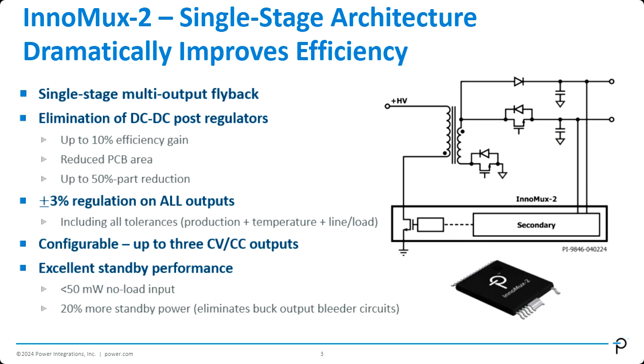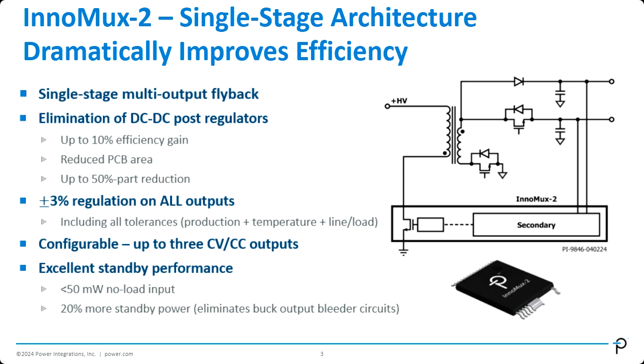And the first thing you notice by removing all of the DC to DC post-regulators is, of course, the efficiency gain. The efficiency gain with using InnoMux-2 can be up to 10%. Also, it comes with reduced PCB area because you don't need any of the post-regulators anymore. And of course, the part count reduction as well. The component count reduction can be up to 50% using InnoMux-2.